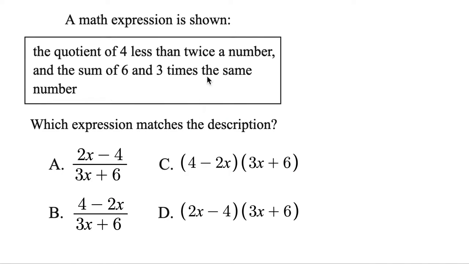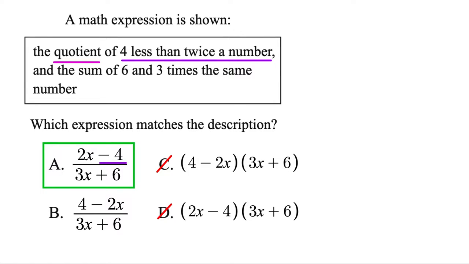Here we're going to match this phrase with one of these ones down here. Now the first part says it's a quotient, and that always means division. So it's going to have to be this or this fraction here, because C and D, those are multiplied, those are products. And then the next part is 4 less than twice a number. When you have 4 less than, it always means minus 4 at the end. So between these 2 choices, it's got to be A right there. So usually once you find 2 things, you've got your answer there.